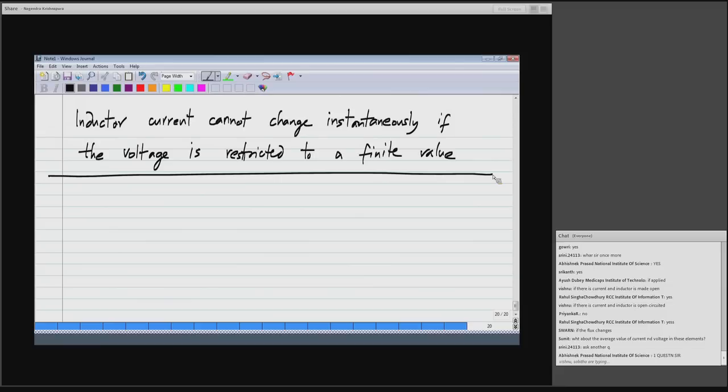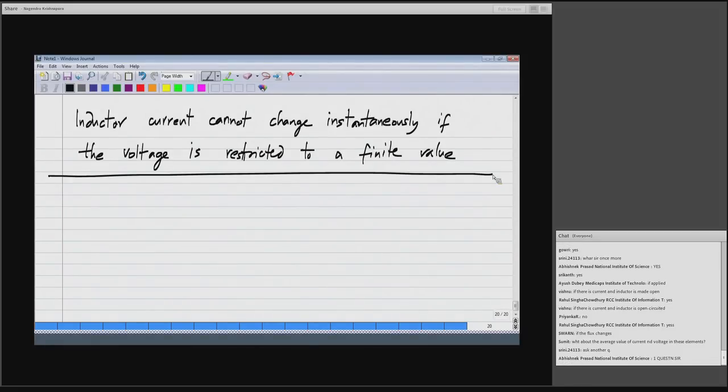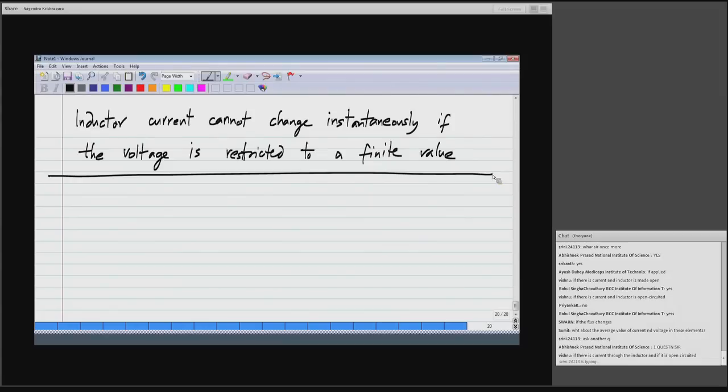Today what we did was, first of all, we established what is known as the passive sign convention and discussed several two terminal elements: the voltage source, current source, and resistor, capacitor and the inductor. We also looked at issues of what is meant by linearity. A resistor, capacitor and inductor are linear, but the voltage source and current source are not.